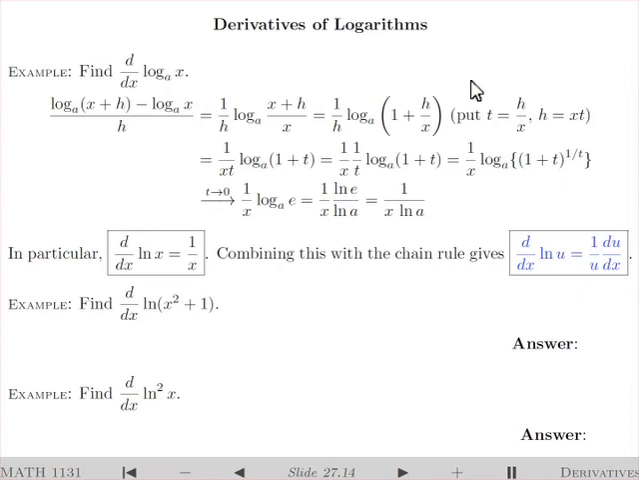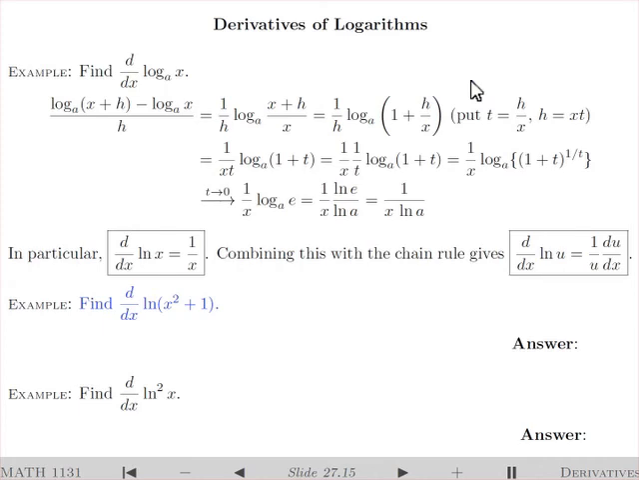I can combine this with the chain rule to get the most useful form of this rule. If u is a function of x, the derivative of ln of u with respect to x is 1 over u times du over dx. You differentiate the outside function ln, which gives the reciprocal of what's inside, multiplied by the derivative of the inside. Let's look at a couple of simple examples now.